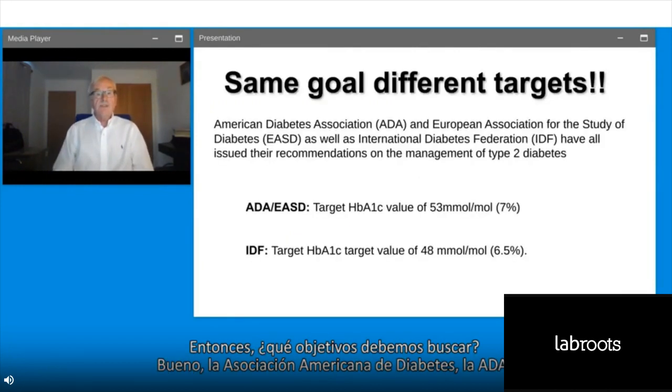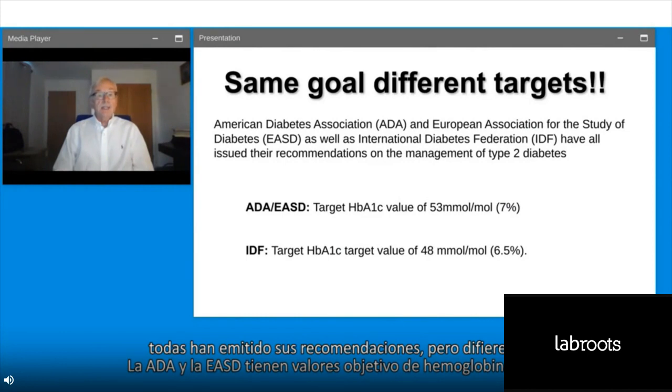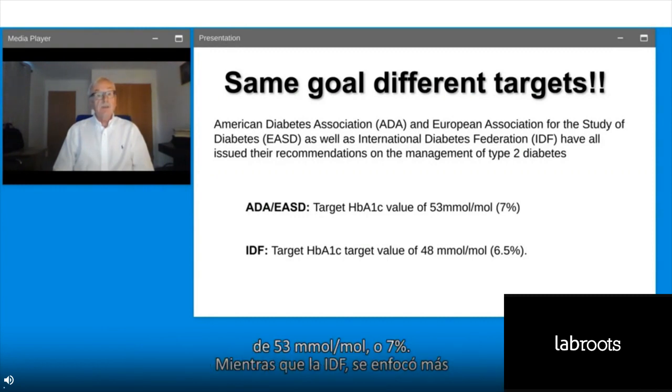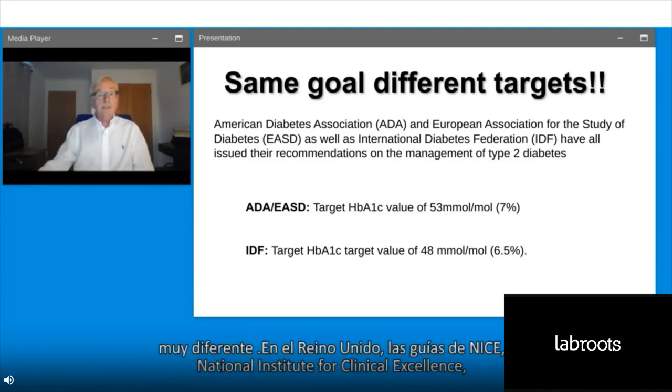So what targets should we look for? Well, the American Diabetes Association, the ADA, the European Association for the Study of Diabetes, the EASD, and the International Diabetes Federation, the IDF, have all issued recommendations, but they differ. The ADA and the EASD have target hemoglobin A1c values of 53 millimoles per mole, or 7%. But the IDF, who focus more on postprandial hyperglycemia, have a target value of 48 millimoles per mole, or 6.5%, quite different.